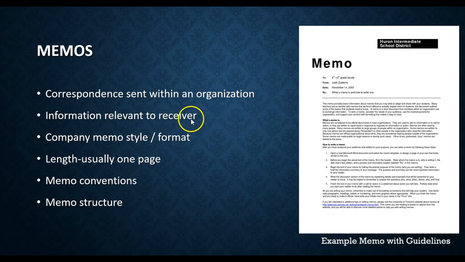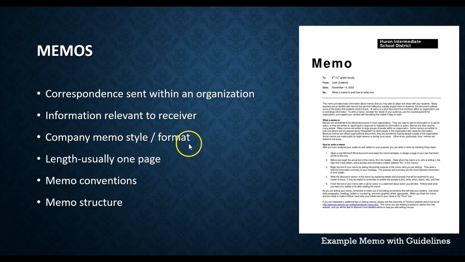The information is relevant to the receiver. Therefore, if you're getting a memo, you know that it must be something that you're expected to read and know about. Now, there are memos that you don't have to memorize, but you can file them for future use.